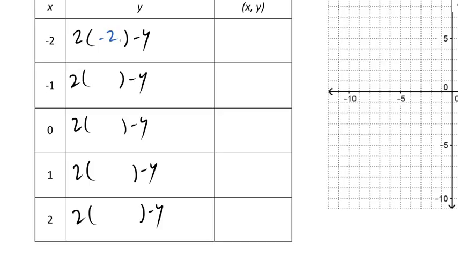So there's my x. 2 times -2 minus 4. 2 times -1 minus 4. 2 times 0 minus 4. 2 times 1 minus 4. 2 times 2 minus 4. And I'm going to see what happens when I multiply all of these.